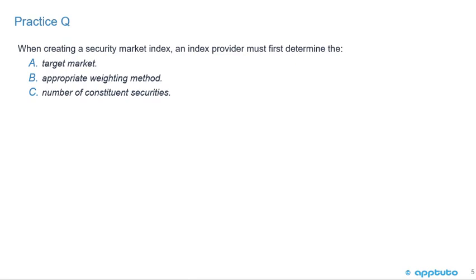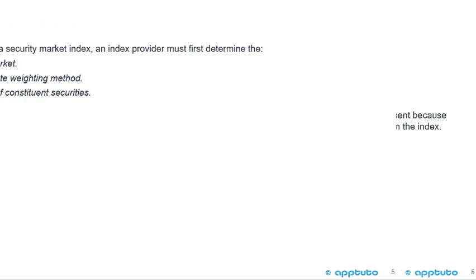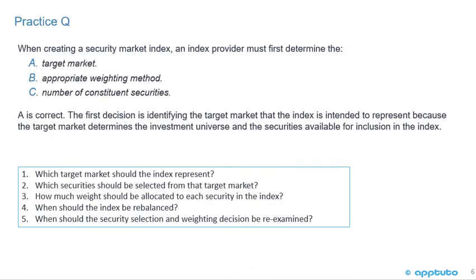And we'll finish this LOS with one last practice question. When creating a security market index, an index provider must first determine the A, target market, B, appropriate weighting method, or C, the number of constituent securities. Again, a fairly easy question because it was asking for the first step, okay? And as we can see from the list, the first step is which target market should the index represent. So when creating a security market index, an index provider must first determine the A, target market.